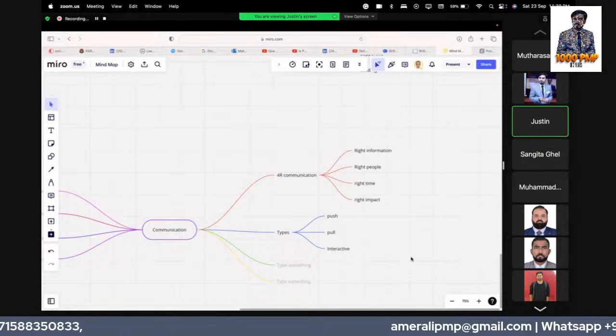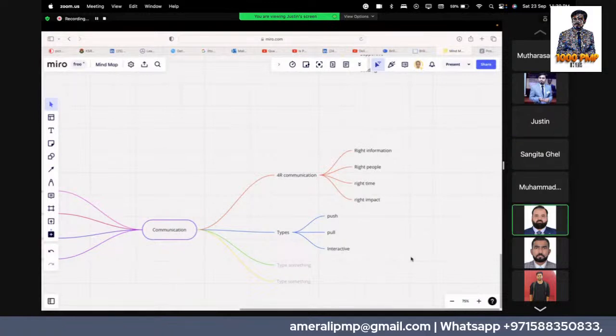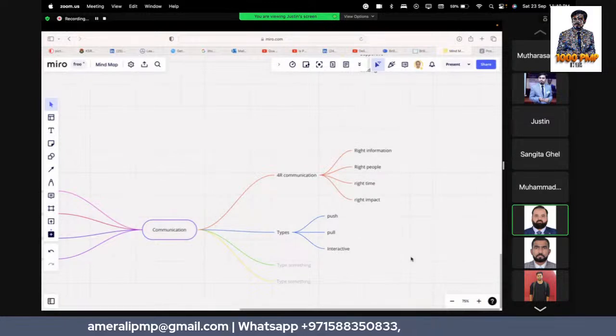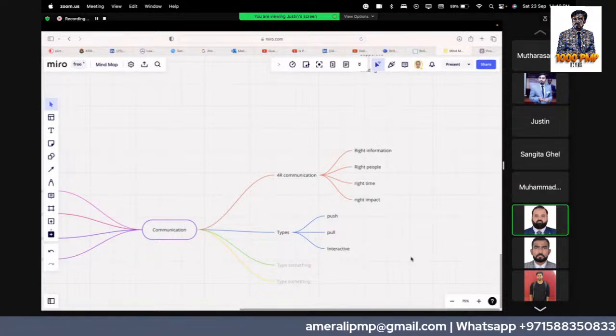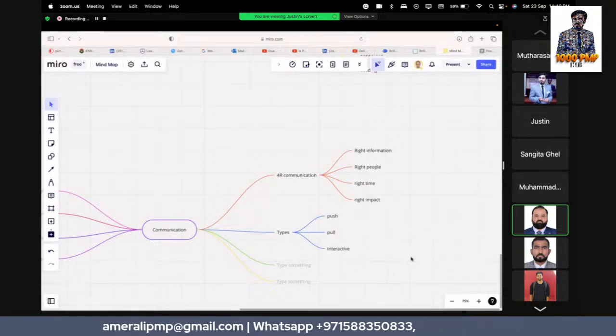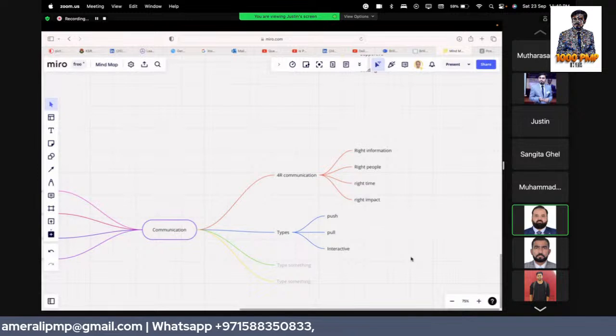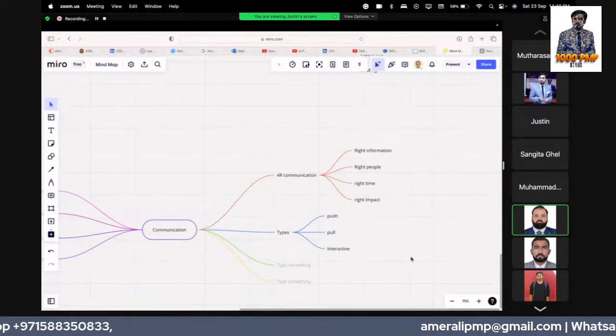The information going from one person to another person is called communication. In PMI language, the sender encodes the communication, and the receiver decodes it. The way they are using is called the medium. These are the types or methods of communication: pull communication, push communication, and interactive communication.